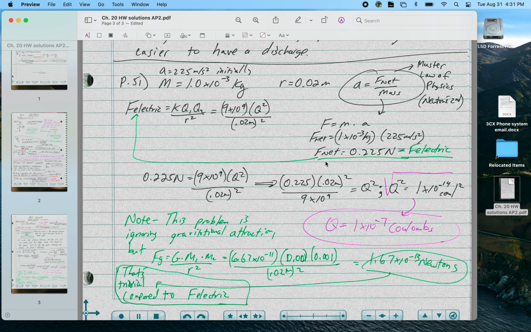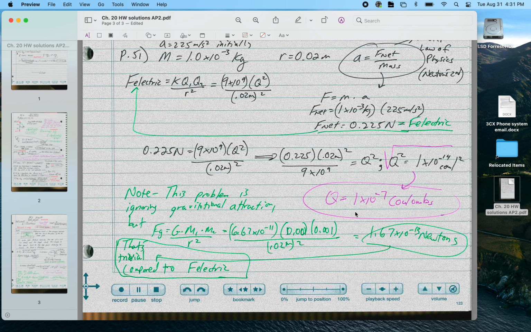And that would be an electric force. So now I'm going to use that net force that I found with Newton's second law, plug it over here into my Coulomb's law formula, and solve and get the charge Q. Because the charges are equal, Q times Q is Q squared. So I get that that would be 1 times 10 to the negative 14th coulomb squared is Q squared. Q, I take the square root of that, 1 times 10 to the negative 7th coulombs.